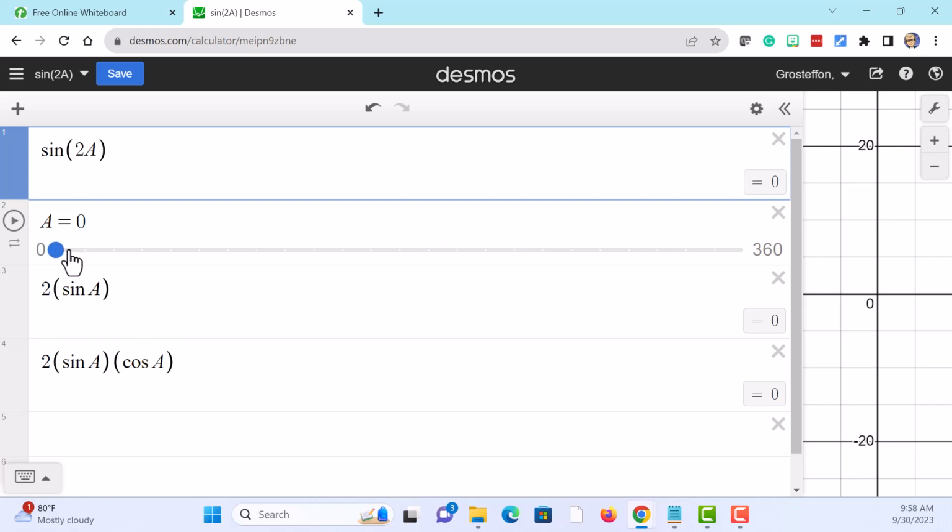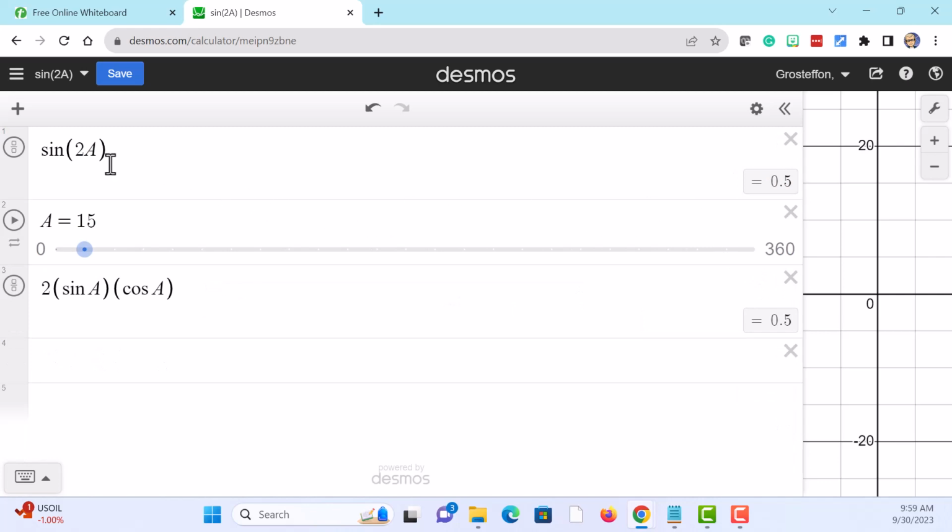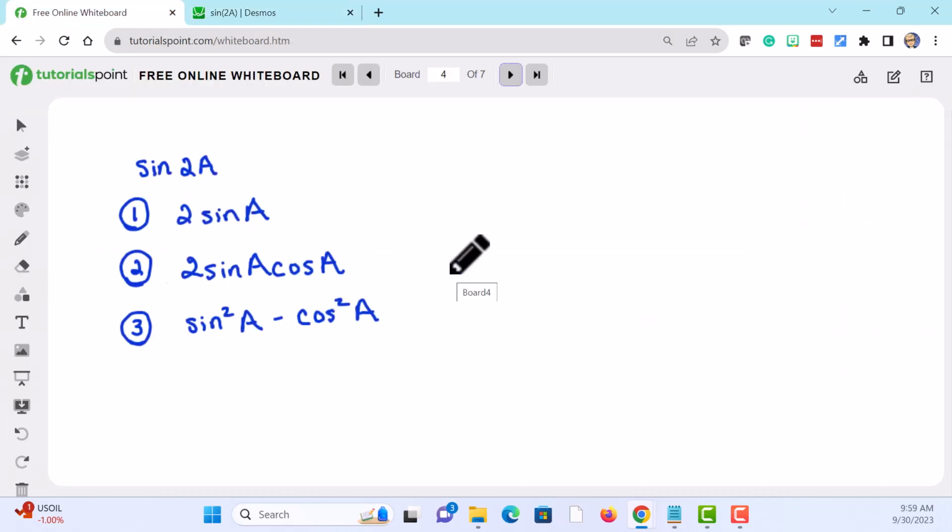Let's change a to a different angle. Say a is equal to 15. Sine of 2a is 0.5. 2 sine a is different. 2 sine a cosine a is the same. So we can eliminate 2 sine a. It doesn't have the same value. And then just to double check and make sure that these are the same, let's go ahead and run the animation. And yeah, we can see that no matter what the value of a is, these two expressions are the same. So our conclusion is that sine of 2a is equal to 2 sine a times cosine a.